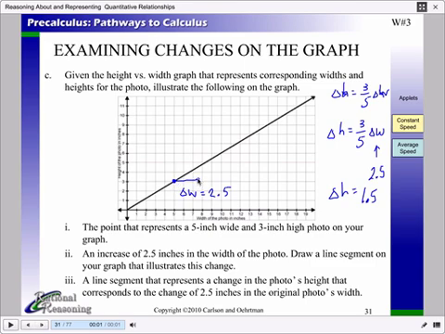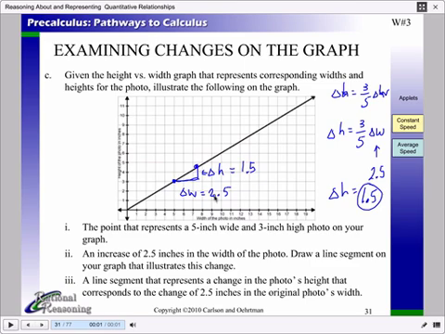How do I show the change in height that will get me a valid photo? Go up. And how far will I end up going up? That will be the delta H, the 1.5. So that represents the delta H. This represents the delta W right there. And that gives us our new photo.